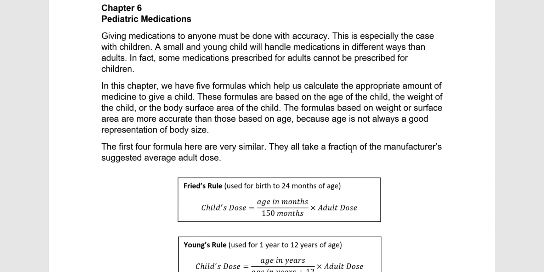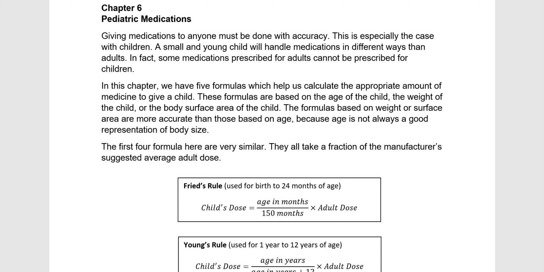In this chapter, we'll be going over pediatric medications. So the idea for this section is that when we're giving medications to children, we might have to adjust the dosage because a small and young child might handle medications in different ways than adults. And in fact, some medications that are for adults cannot even be prescribed for children.